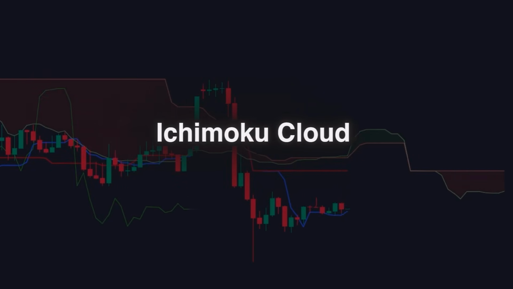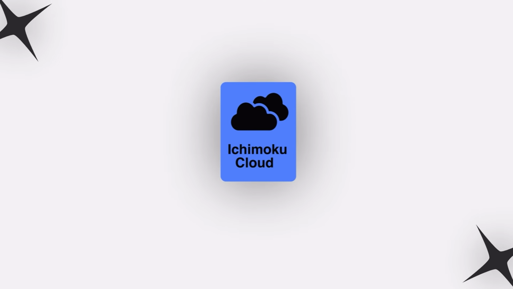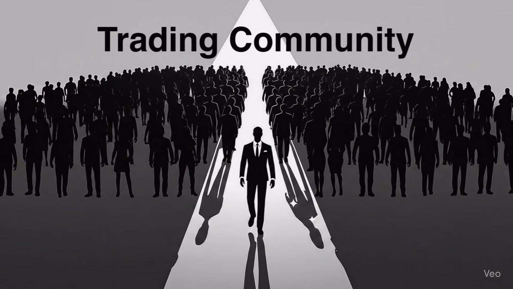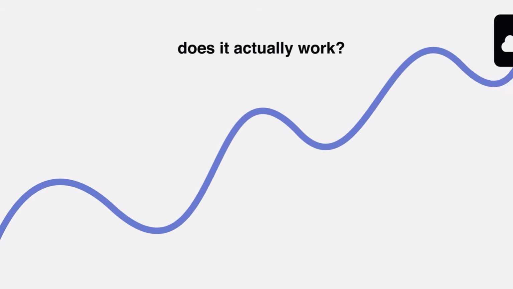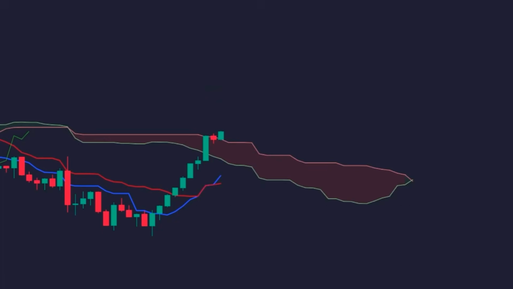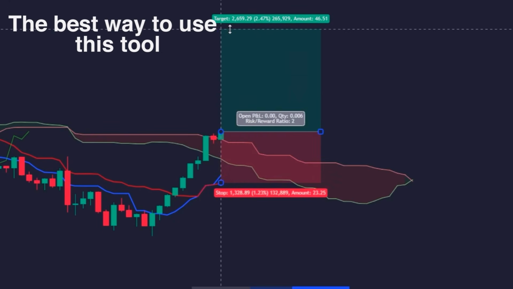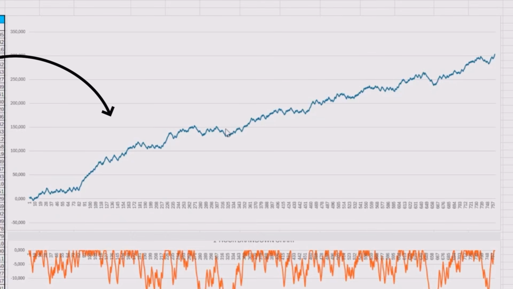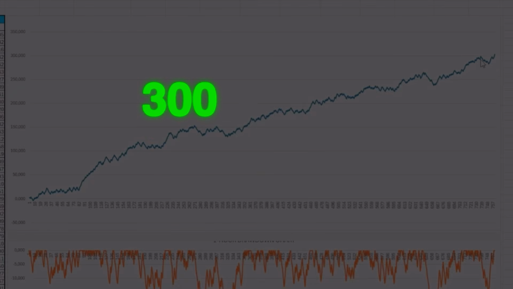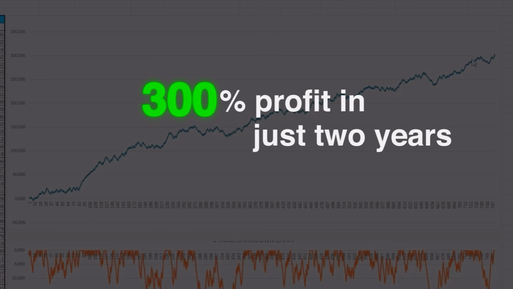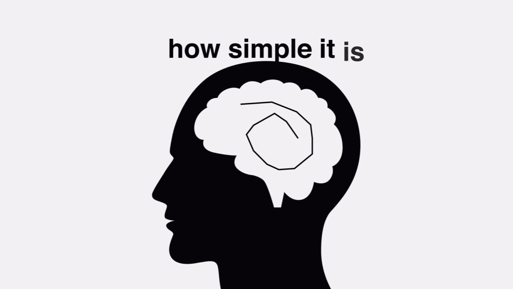The Ichimoku Cloud, one of the most famous indicators in the trading community. But does it actually work? Today we are going to find out, and I will show you the best way to use this tool, the exact method that delivered over 300% profit in just 2 years. And you might be surprised by how simple it is.